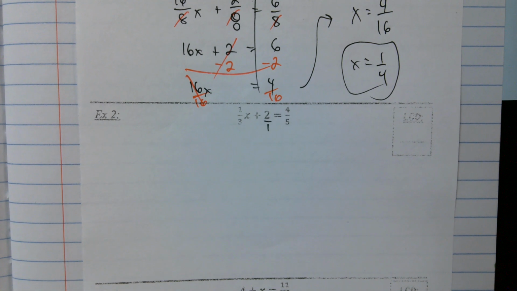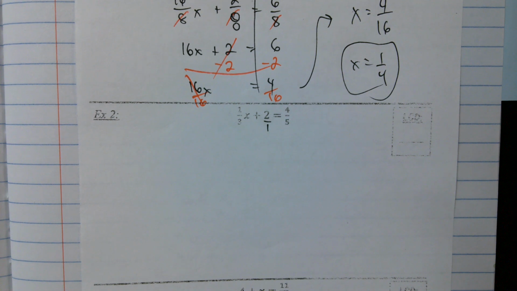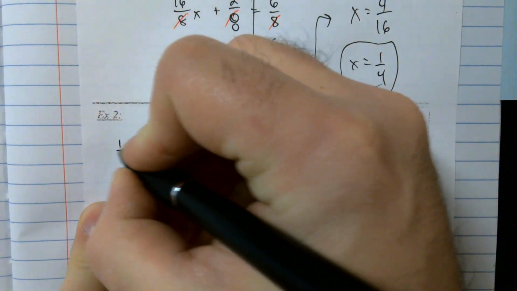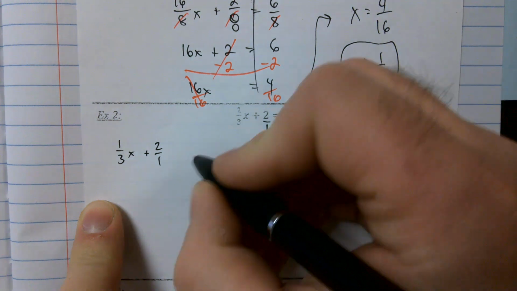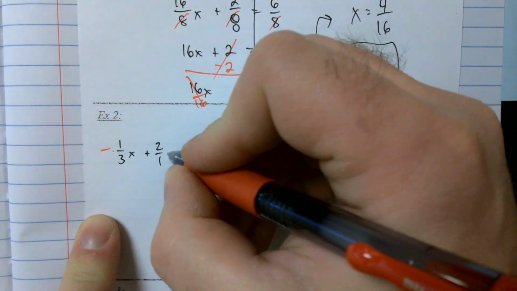You have to write out all the multiples, right? Or we can just think about it. I know that 3 is 3, 6, 9, 12, 15. I know that 5 is 5, 10, 15. So what's my LCD going to be there? 15. Yeah. Okay, let me write this out. 1/3 x plus 2 over 1 equals 4 over 5.